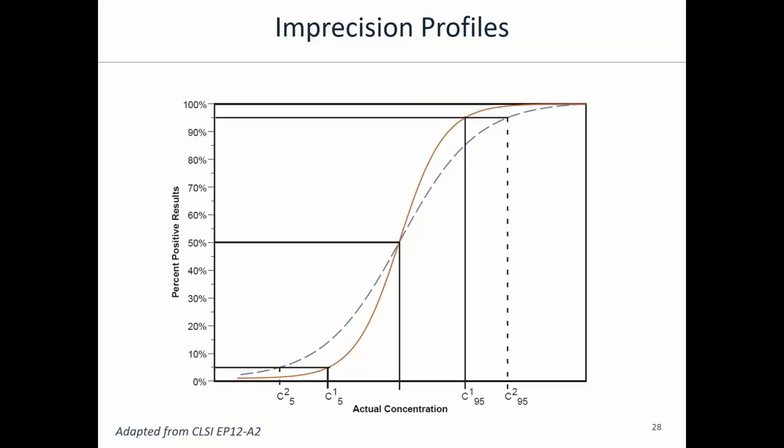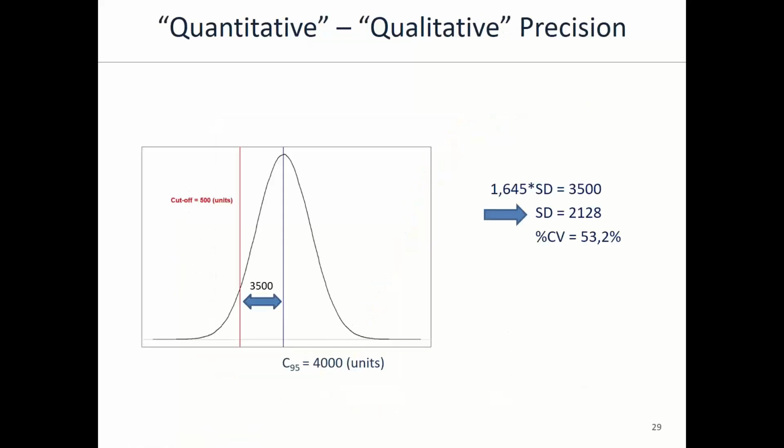And this is what such an imprecision profile looks like. You have here on the y-axis the percent positive result. For the test in red, you see the C5 concentration here, and you see the C95 here. This interval is narrower than for the blue curve, meaning that the red test has a better precision profile than the blue one.